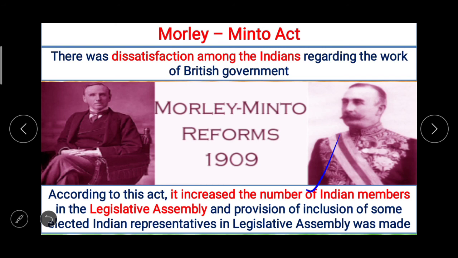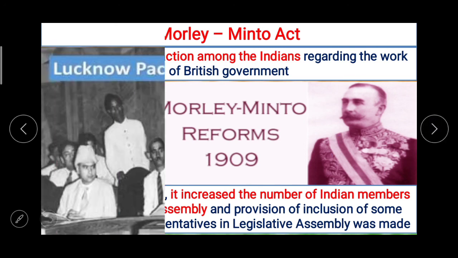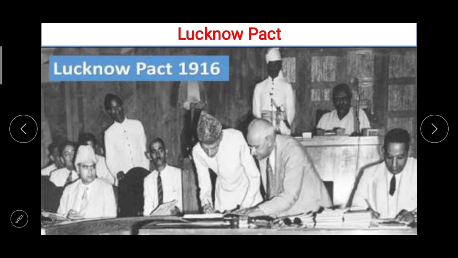जैसे हिंदू मुस्लिम यूनिटी को तोड़ने का काम इन सारी चीज़ों ने किया. नेक्स्ट वन, लखनऊ पैक्ट. In the Lucknow session of Indian National Congress in 1916, under the leadership of Lokmanya Tilak, an attempt was made to resolve the dispute in the Indian National Congress, and in the same year there was an arrangement between Indian National Congress and Muslim League, which was known as the Lucknow Pact.